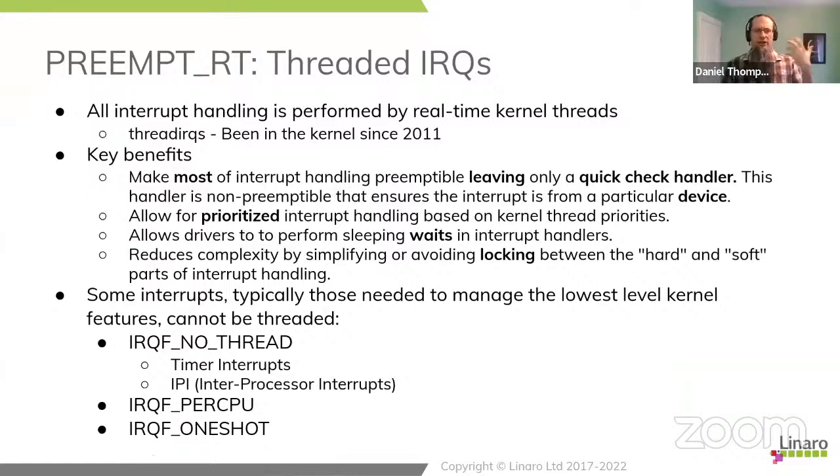So the first technique that it brings in is threaded interrupts. And as I've hinted at before, threaded interrupts are one of those things that was moved from the real-time kernel upstream long before preempt RT was a thing. So we're now in 2022, so 11 years ago, this technology was moved out of the real-time patches and into the kernel. And like I say, it had some significant benefits for the mainline kernel.